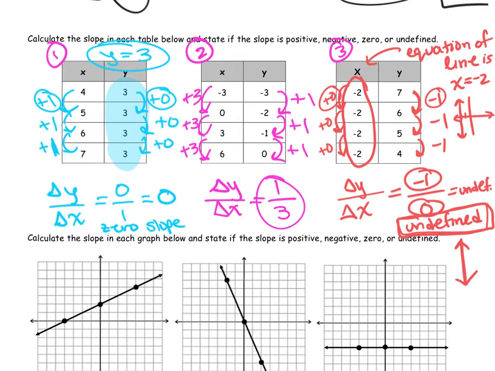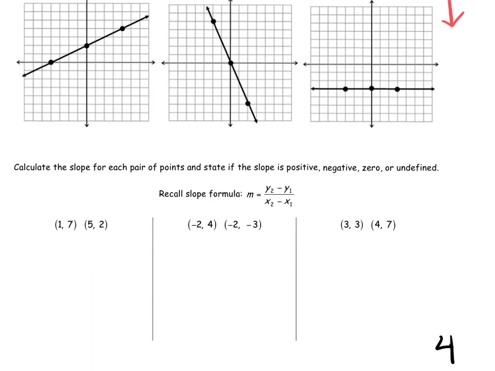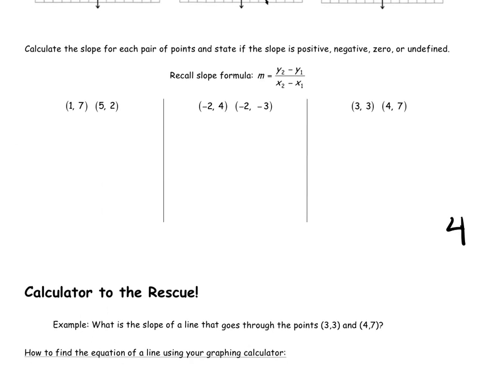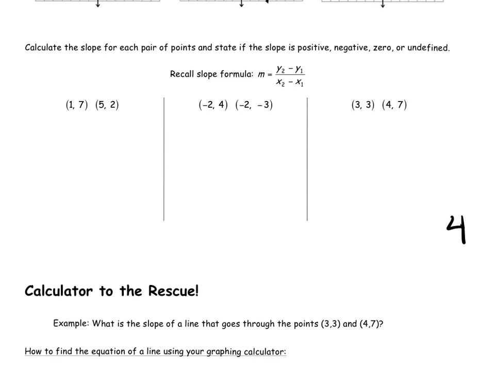Okay, let's move on. We did these graphs already in class, so now let's take a look at calculating slope with 2 points. So I'm going to label my points here. So here is my x1, y1, x2, y2. Okay, and we're just going to follow our formula. It's the change in y over the change in x. So I have 2 minus 7 over 5 minus 1.